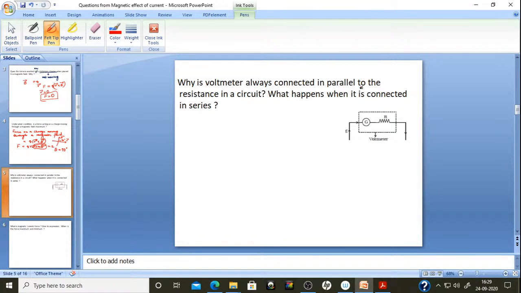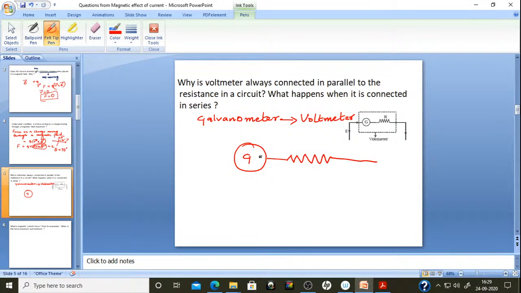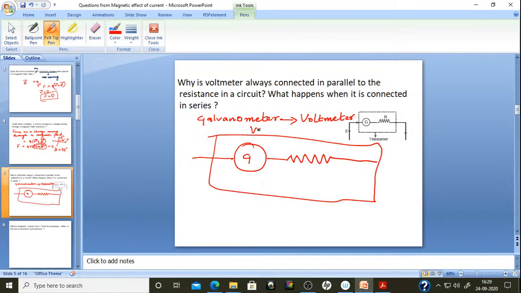Why is a voltmeter always connected in parallel to the resistance in a circuit? What happens when it is connected in series? I think I have already explained how a galvanometer can be converted to a voltmeter. I have given the notes also. So if you have a galvanometer, and you connect a high resistance to this galvanometer, then this will behave like a voltmeter.